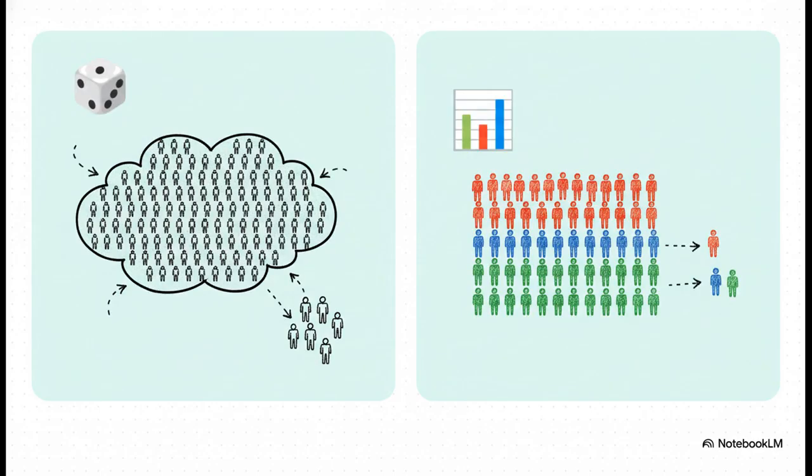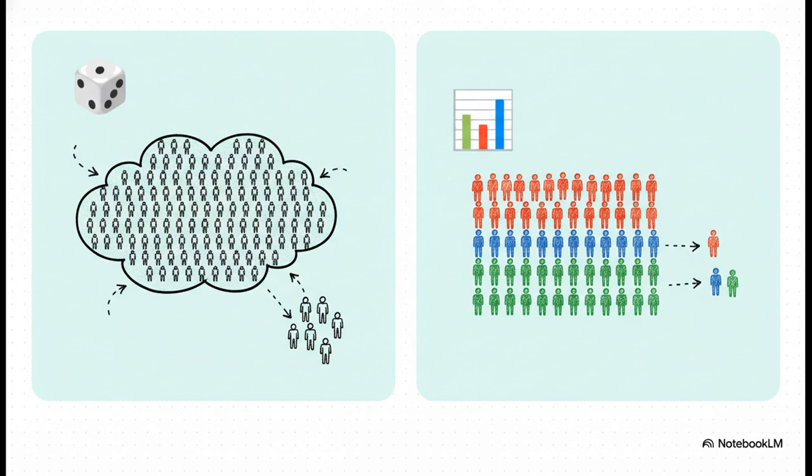And when we can't study everybody, we take a sample. The easiest way is simple random sampling. Everyone has an equal shot of being picked. But sometimes that can accidentally miss key groups. That's why we have stratified sampling. You split the population into groups, or strata, first, then sample from each.